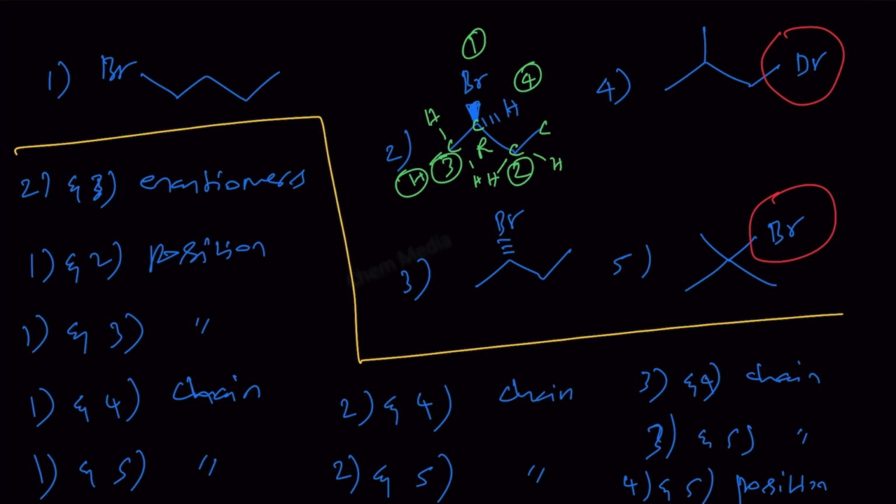So if the question is being asked how many constitutional isomers are there for C4H9Br, then your answer should be 4. But if the question is being asked what is the total number of constitutional plus stereoisomers, then your answer should be 5.